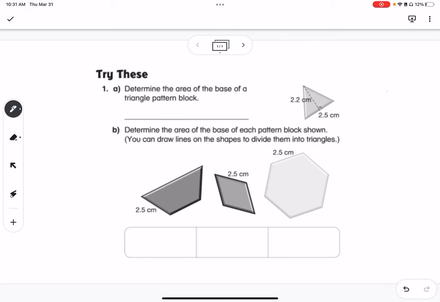Hi, everyone. All right, it is Thursday, March 31st. We just finished our lesson today where I introduced this worksheet. This is actually the second page of the worksheet that we did today, and there's a few questions I couldn't get to by the end of the period.